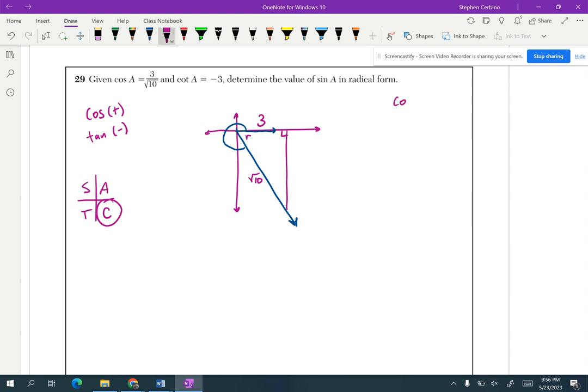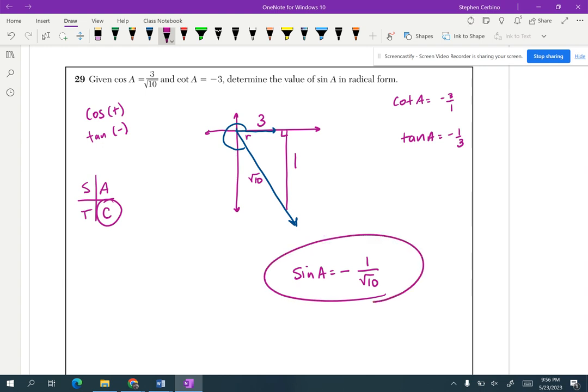Because we know the cotangent value, the cotangent of A is negative 3 over 1, that tells us the tangent value, which is negative 1 over 3, because they're reciprocals. Tangent is opposite over adjacent, so now we know the opposite side without even having to do the Pythagorean theorem. So now we can say the sine of A. Well, the sine of A is going to be a negative number. We know that because of what quadrant we're in. And we know that sine is the opposite side, 1, over the hypotenuse, square root of 10. That's all you had to do.